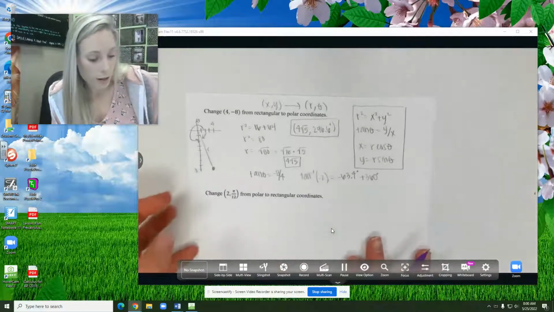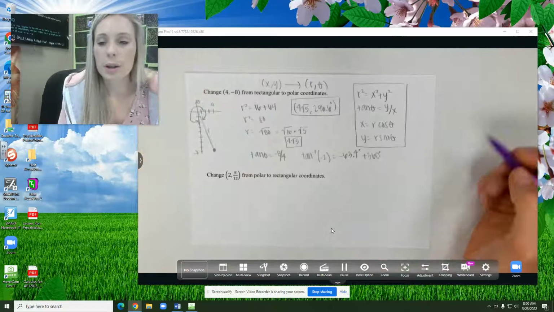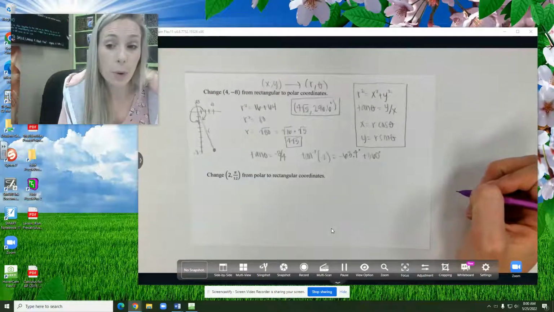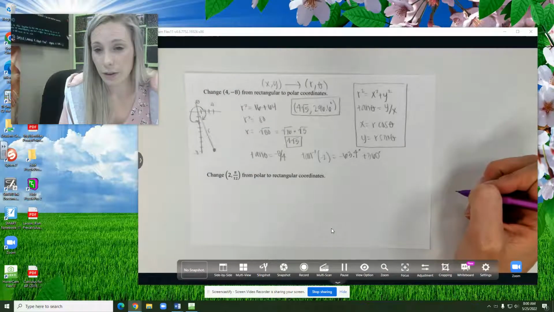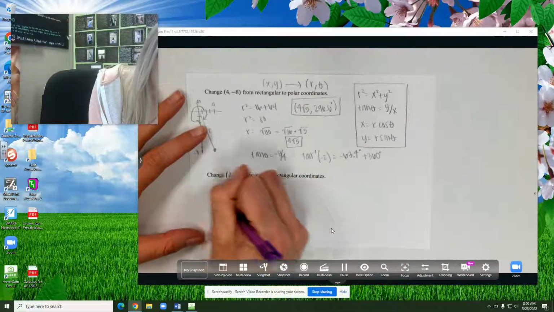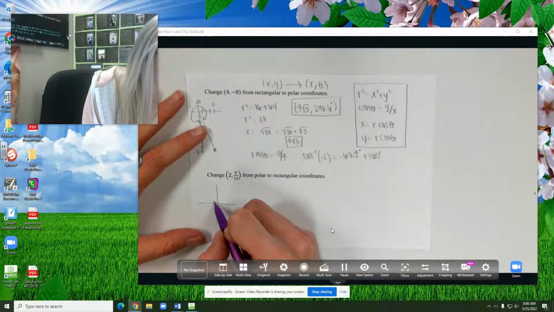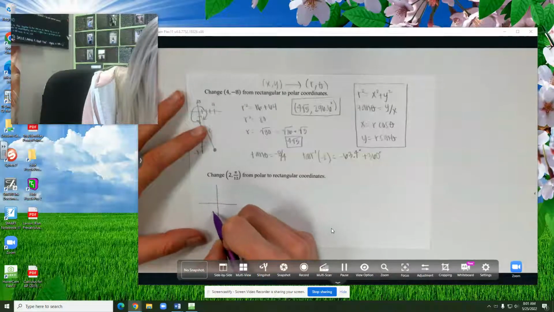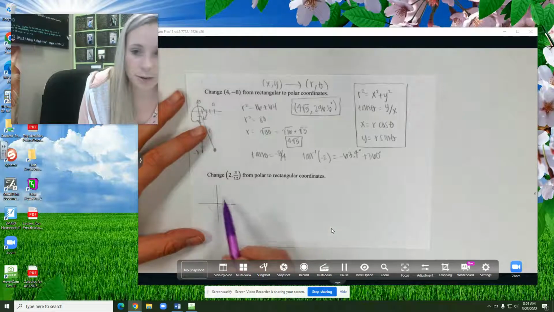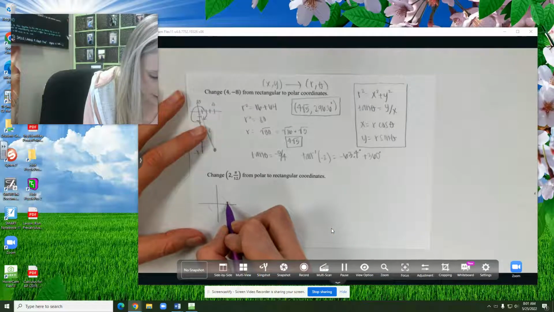Okay, so now we've got another one. Change (2, pi over 12) from polar to rectangular. So essentially we have this point. It's 2 units out from the origin, so it's going to lie somewhere on this circle that is 2 units out. And pi over 12, well, pi over 6 is here. If I cut that in half, it's going to be right there.